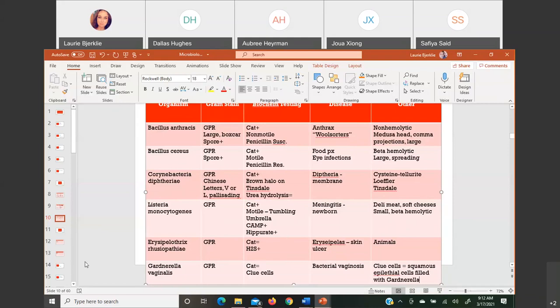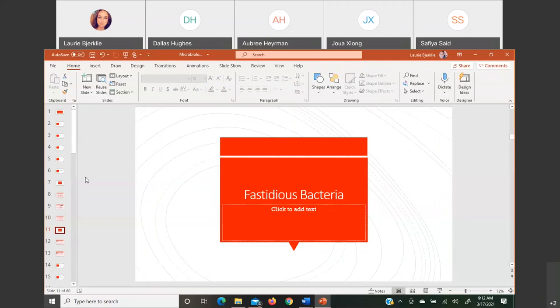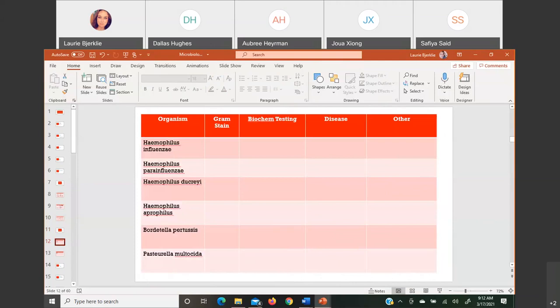All right. Let's go on. Fastidious bacteria. Okay, we will start with some Haemophilus here. What gram stain are Haemophilus?